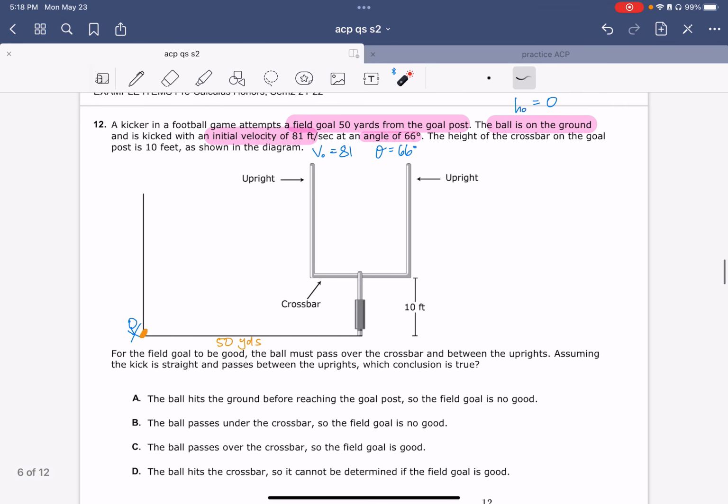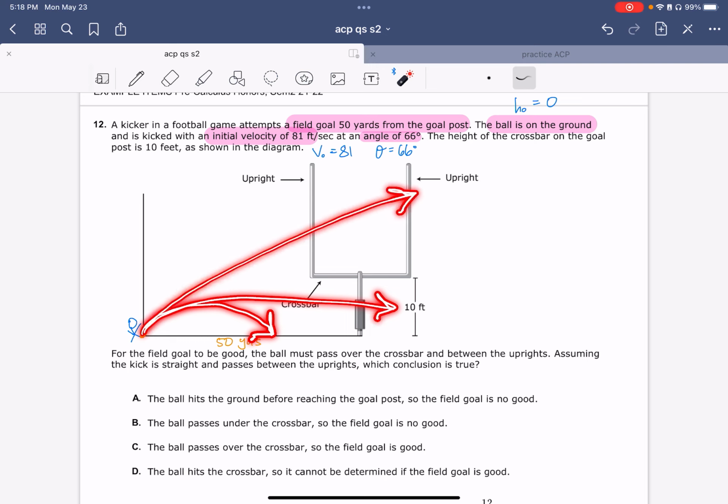The first choice is that the ball hits the ground before reaching the goalpost. So that means that he kicks it and it lands on the ground, or it passes under the crossbar. Another choice says it could go over the crossbar and the field goal would be good. And then answer choice D is that it hits the crossbar, in which case it just hits it and falls back down. Okay. So in all these answer choices, notice that if the height is less than 10 or equal to 10, it's not going to work. It has to be greater than 10 feet in the air in order to go over the crossbar.